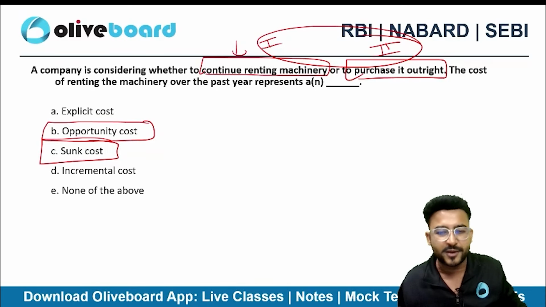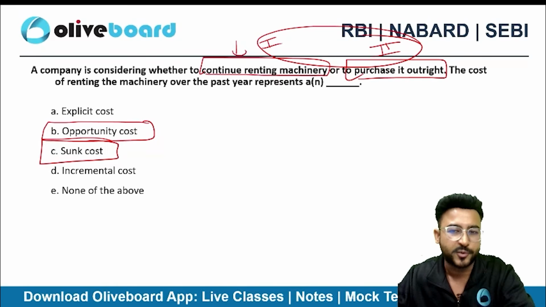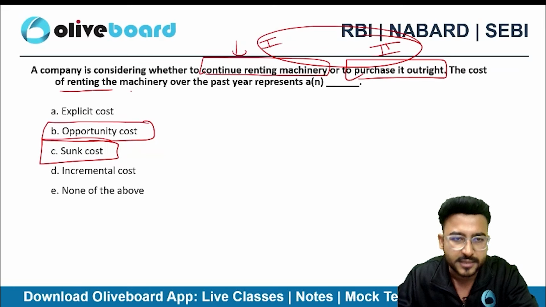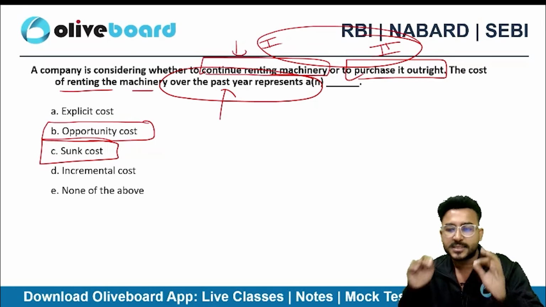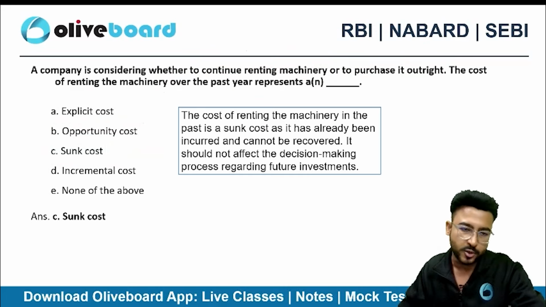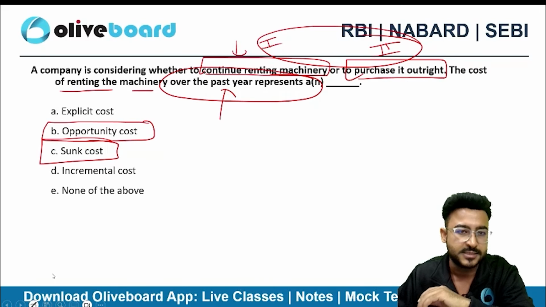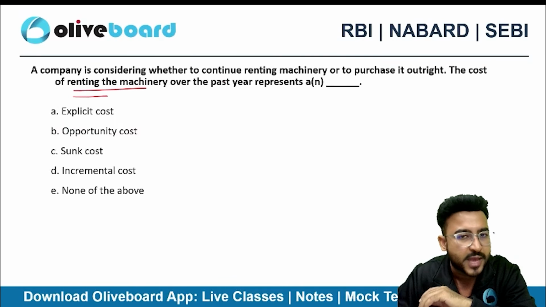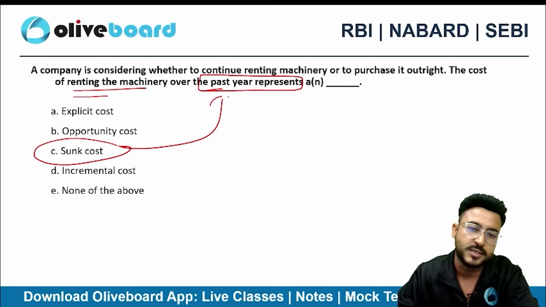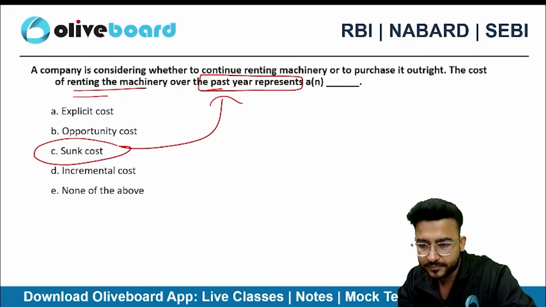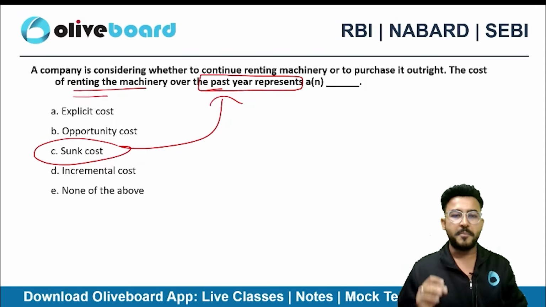In the second part of the question, we can see the intention of the question. The cost of renting the machine over the past years represents what? This is a sunk cost. Why? Because we don't care about the opportunity here. They are asking us, what about the rent cost that we have already paid in the past? Past cost is always a sunk cost. Right? Yes, perfect. So, a big hint in the question itself.